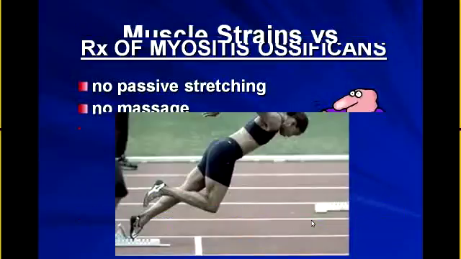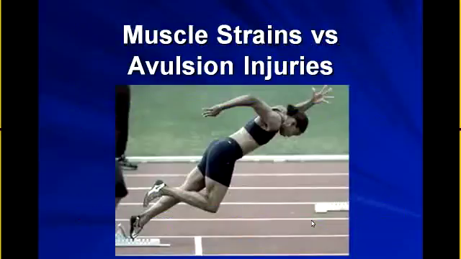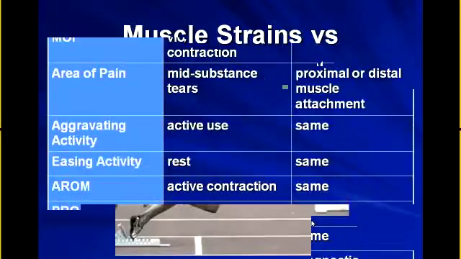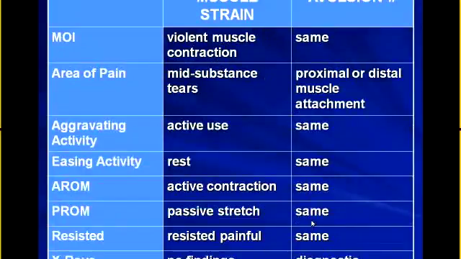We also need to look at muscle strains versus avulsion injuries. Avulsion injuries are more likely to happen in adolescence. When we look at mechanism of injury, the mechanism is the same. Whether the muscle strains, usually at its musculotendinous junction or mid-substance, or avulsion fractures tear at their proximal or distal attachment, the mechanism is exactly the same.